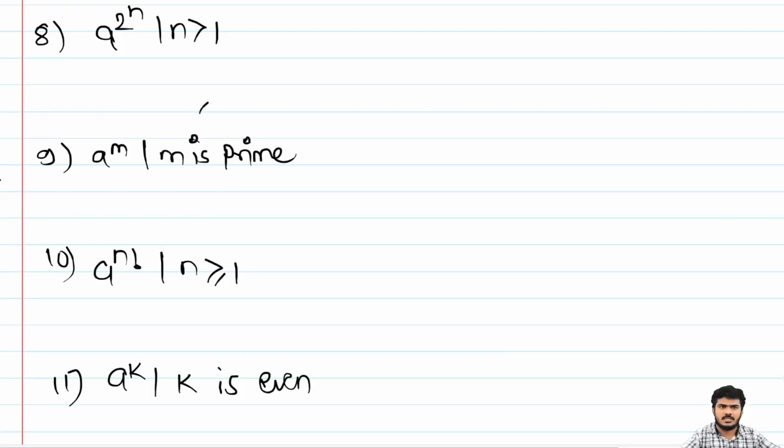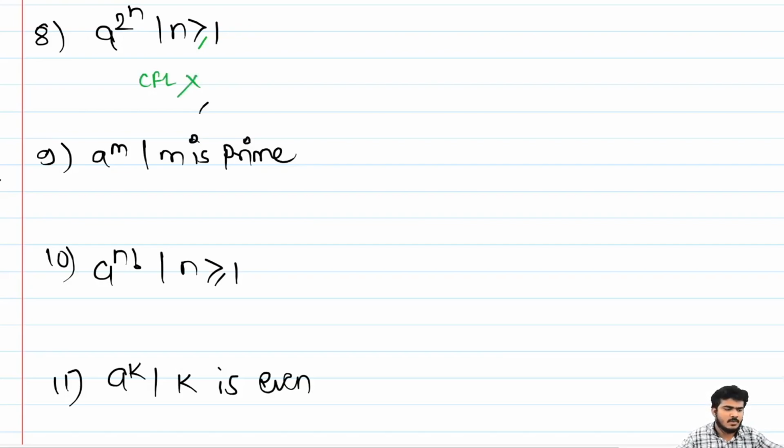The next language is a raised to power 2 raised to power n, when n is greater than or equal to 1. If we write the strings present in the language, we will not get any pattern between the strings. So we can say that this language is not in AP. If a language is not in AP, it is not a regular language, and we are not able to design a PDA for that. So this is not a context free language.